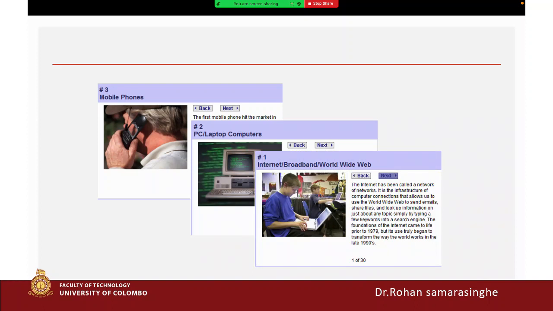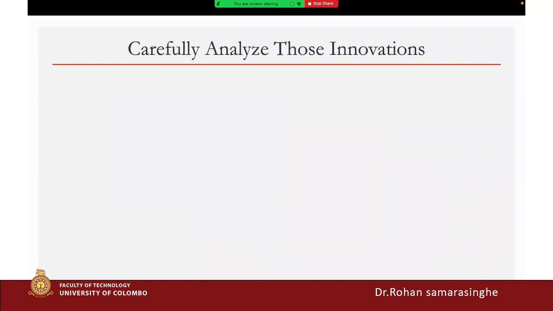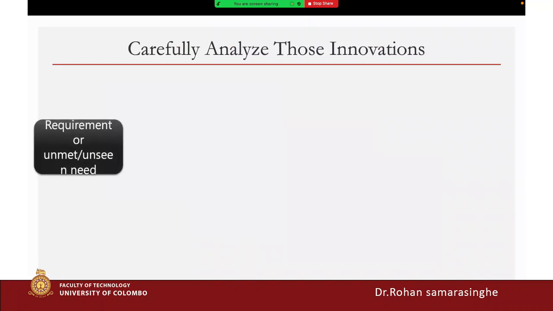When you consider this, I explained the 30 innovations. Within the 30 innovations, more than 20 innovations were related to the ICT, so you have to understand the importance of the ICT. So when we carefully analyze all those innovations, we can find the requirement of unmet or unseen needs.